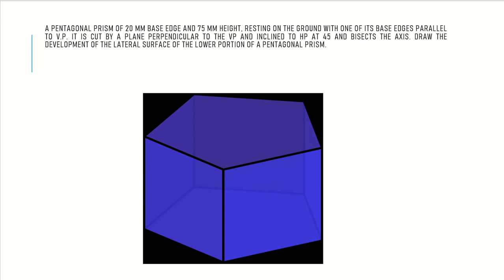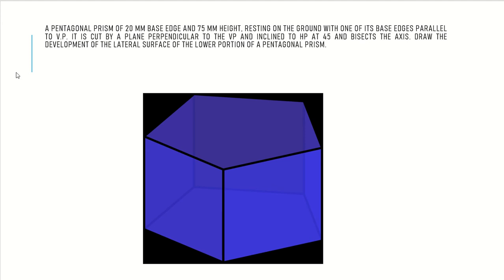Okay. First question: a pentagonal prism of 20 mm base edge and 75 mm height resting on the ground with one of its base edges parallel to VP. It is cut by a plane perpendicular to VP and inclined at 45 degrees, which bisects the axis. Draw the development of the lateral surface of the lower portion of the pentagonal prism.